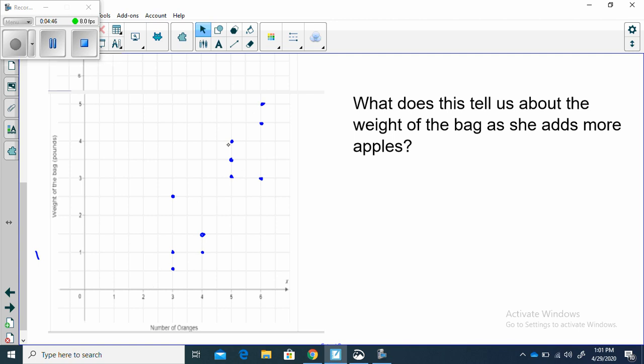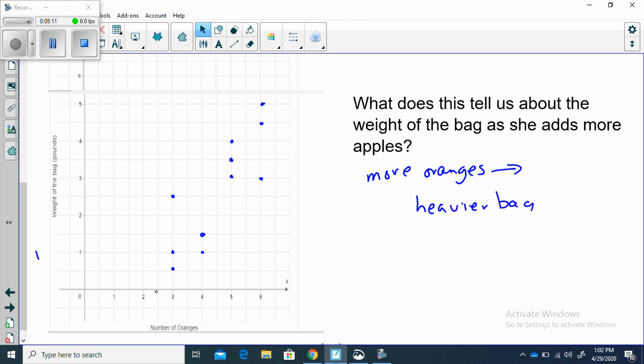Look, the data tends to go up. As we add more oranges, we tend to have a heavier bag, don't we? What does this tell us about the weight of the bag as she adds more oranges? More oranges generally gives us a heavier bag, right?